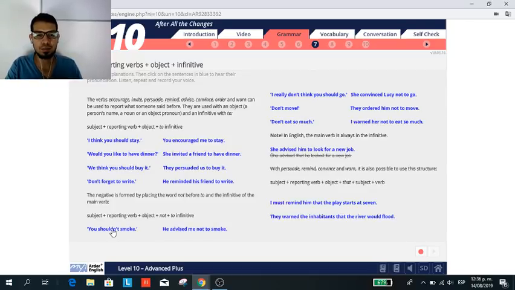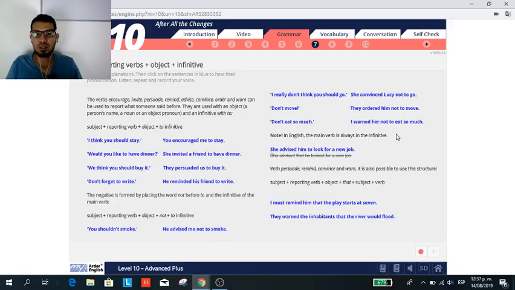Examples. You shouldn't smoke. He advised me not to smoke. I really don't think you should go. She convinced Lucy not to go. Don't move. They ordered him not to move. Don't eat so much. I warned her not to eat so much.